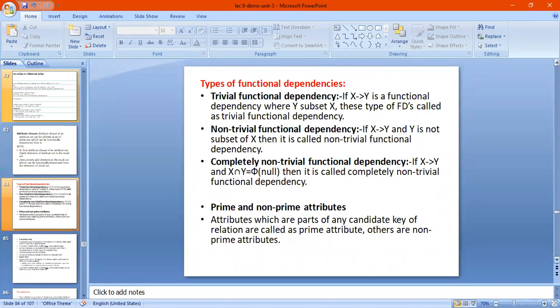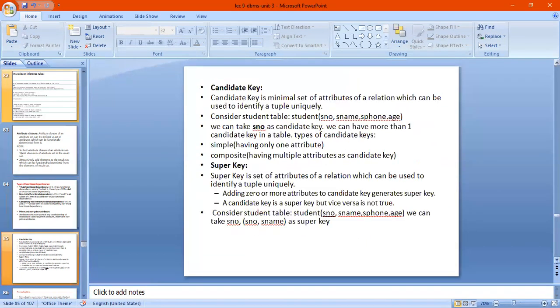We have seen the types of functional dependency here, so let's go through them again. The types are trivial functional dependency, non-trivial functional dependency, and completely non-trivial dependency. Others are prime and non-prime attributes. Attributes which are part of any candidate key of a relation are called prime attributes. Others are non-prime attributes. We have also seen what a candidate key is and what a super key is.